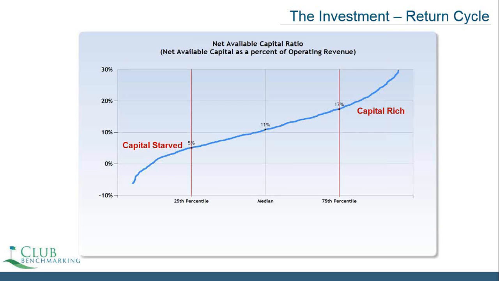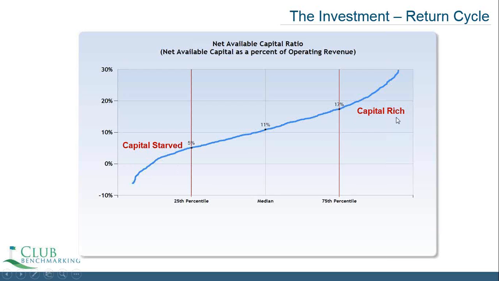One of the measures that we use to say what's the investment horsepower of a club is what we call net available capital. It's basically at the end of the year, after operations and after capital income, the pile of cash that the club created that can be used for investment or debt reduction or putting away in reserves. We take that pile of cash and divide it by the operating revenue of the club to size it. The clubs in the lower quartile we call capital starved, and the clubs in the upper quartile we call capital rich.